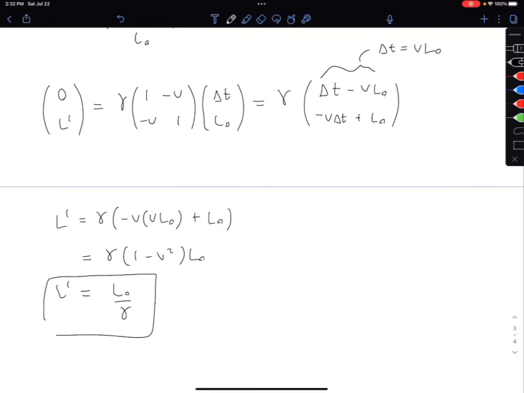And what this means is that L prime will be less than L0, and that's why we call it length contraction. Moving sticks are contracted because they're shorter.